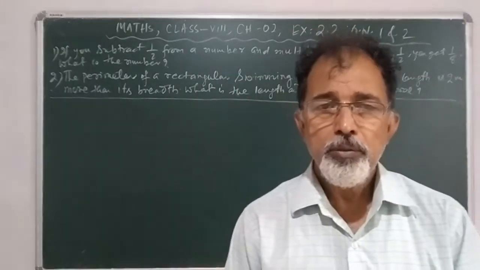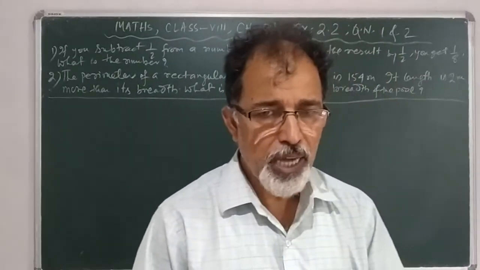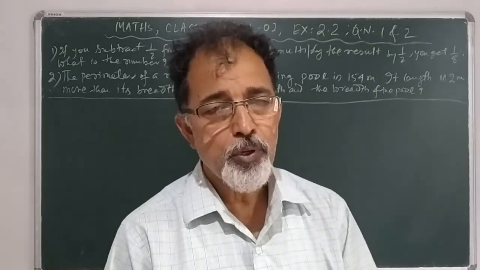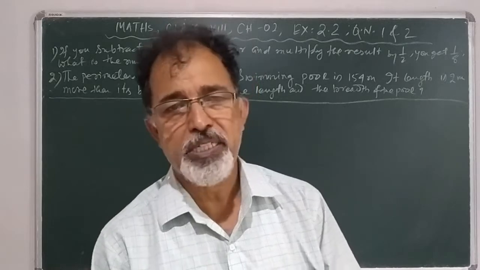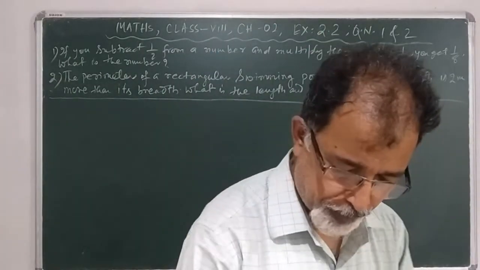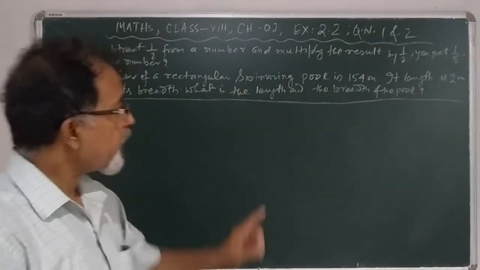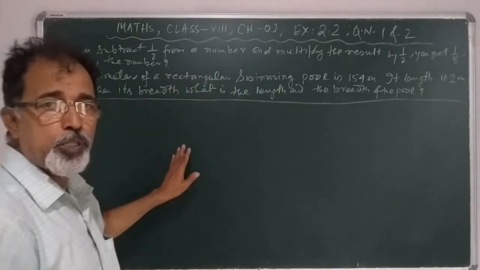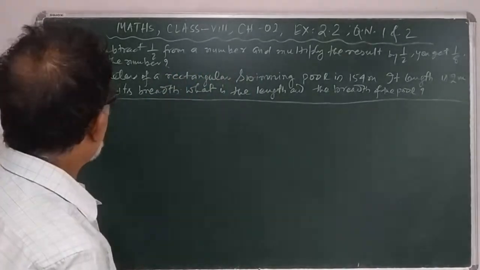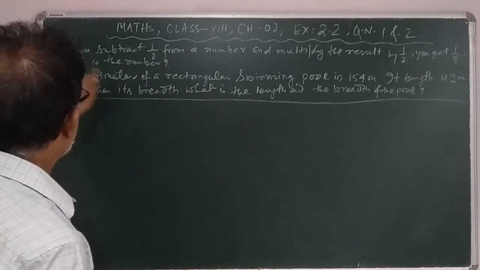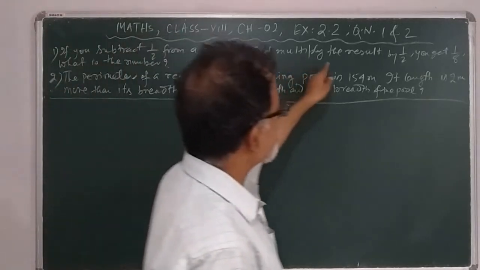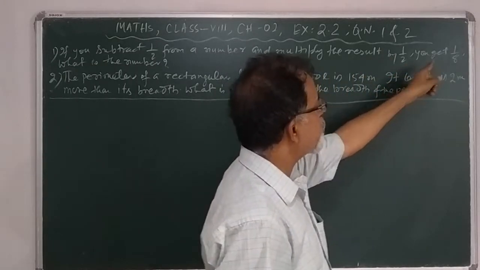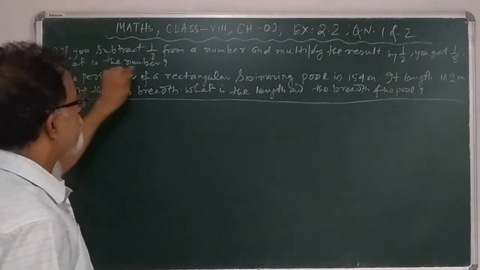Now, without wasting any time, I am going to solve the question number 1 and question number 2 of exercise 2.2. Here I have already written the questions 1 and 2. I am going to read the question number 1. If you subtract 1 by 2 from a number and multiply the result by 1 by 2, you get 1 by 8, and what is the number?